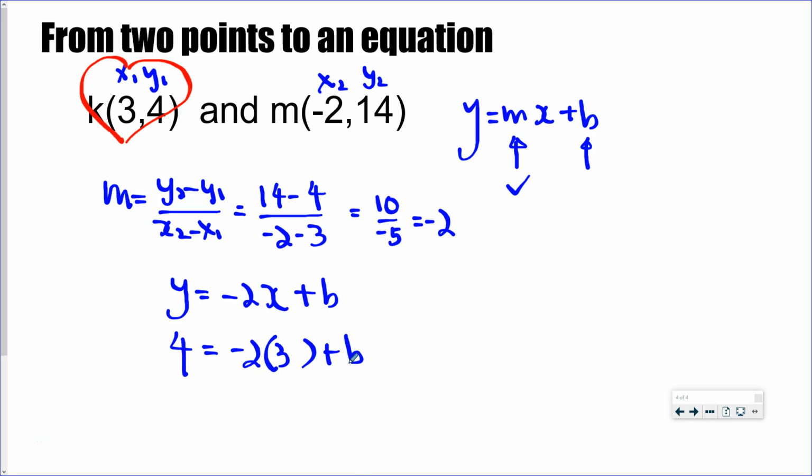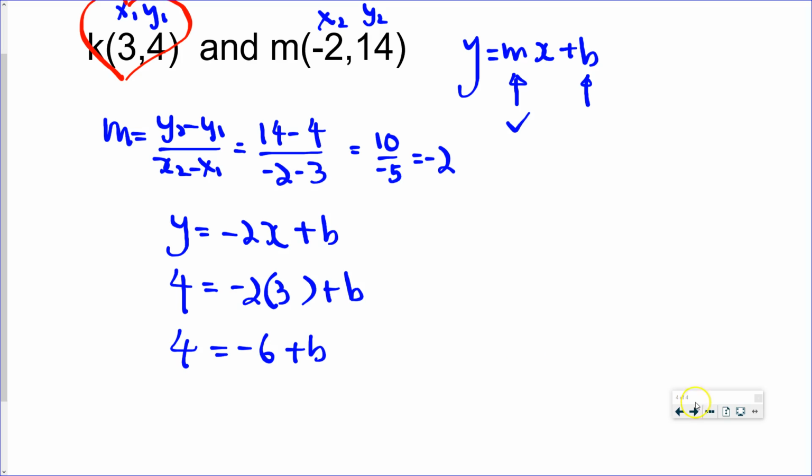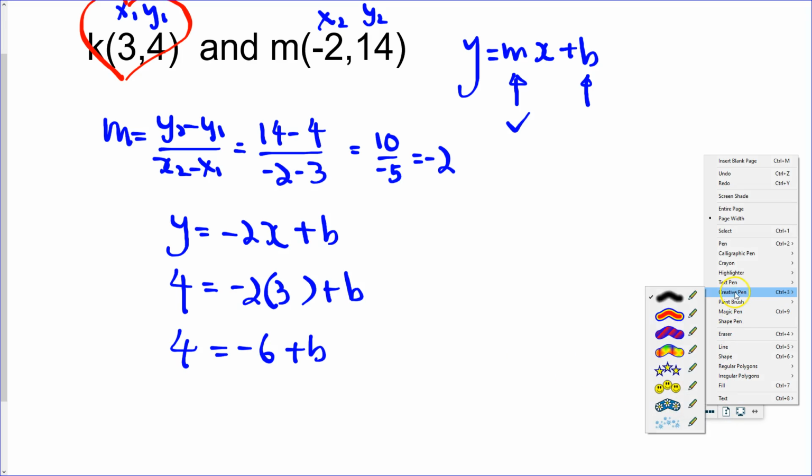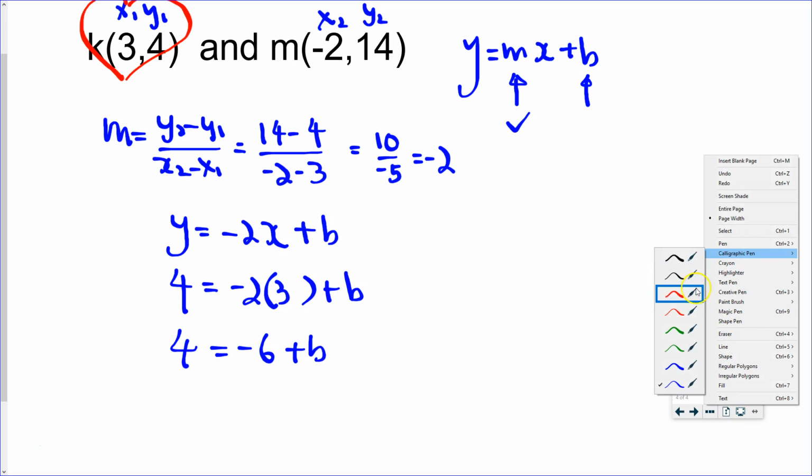That b is going to stay there, which is fine because that's what I'm looking for. I have to find out what that b is. So 4 is equal to -6 plus b. So a little bit of equation solving over here. You want to keep the b where it is.